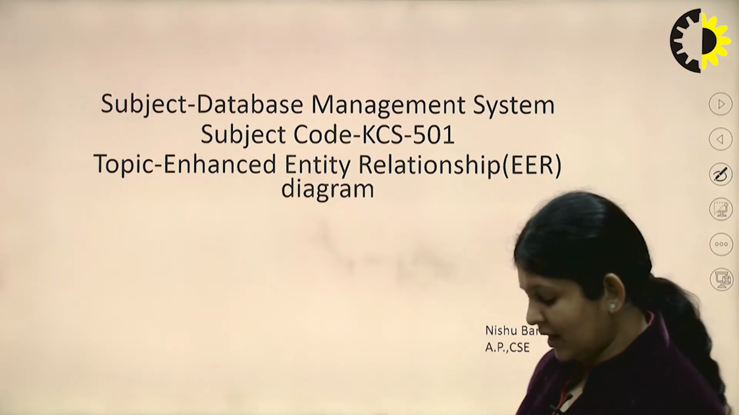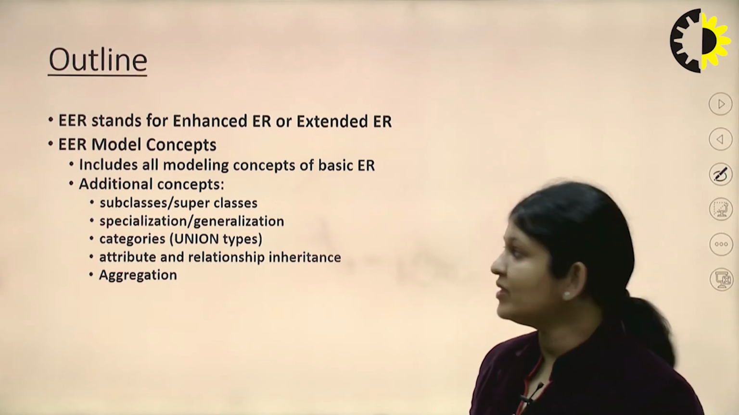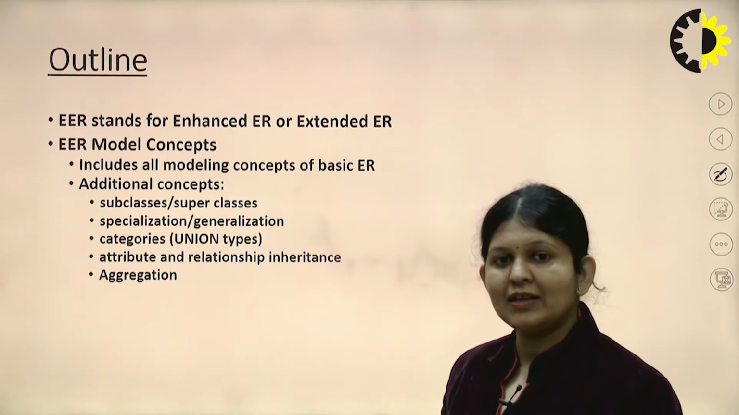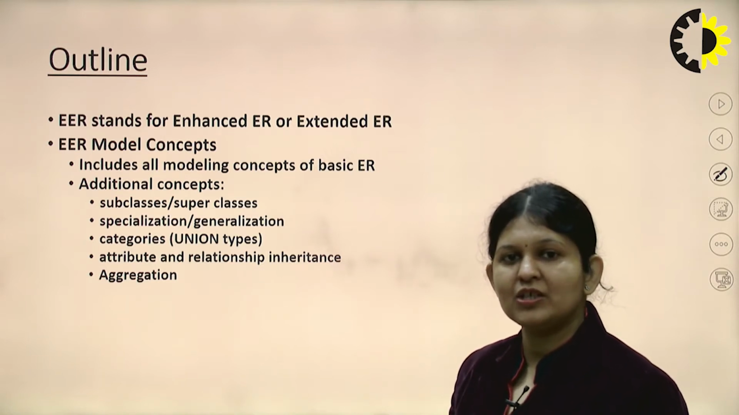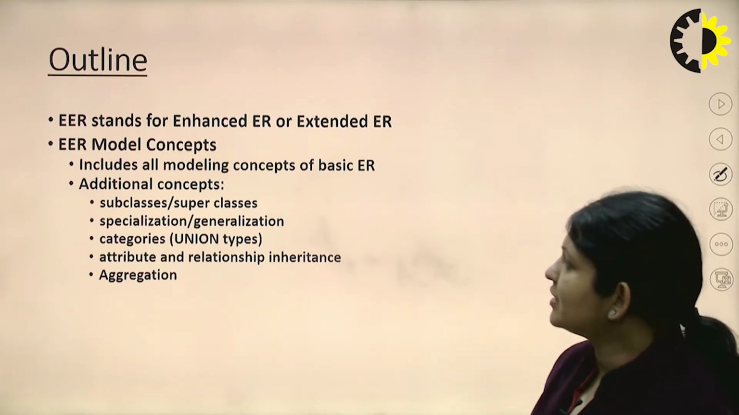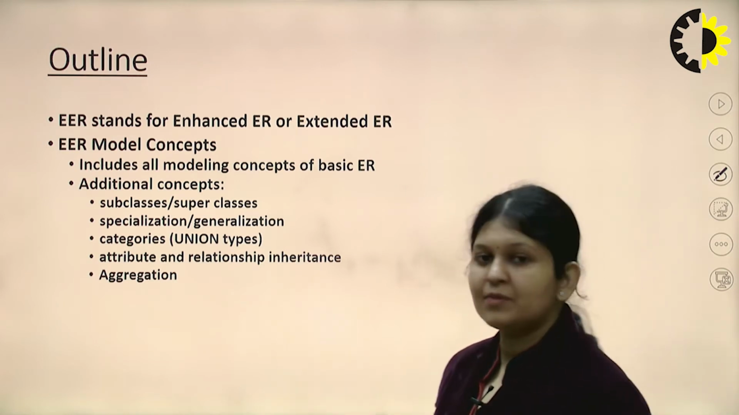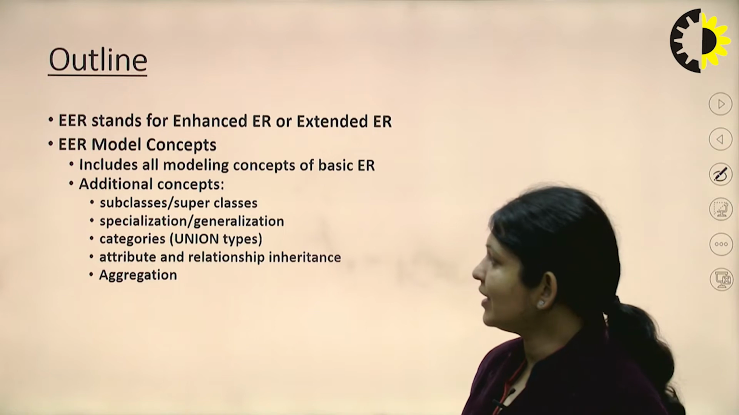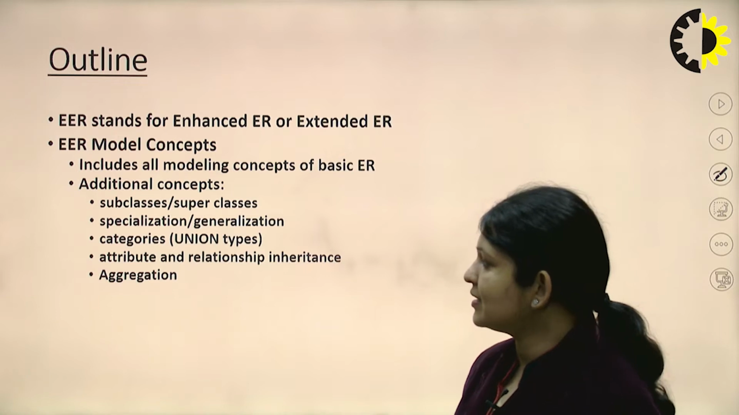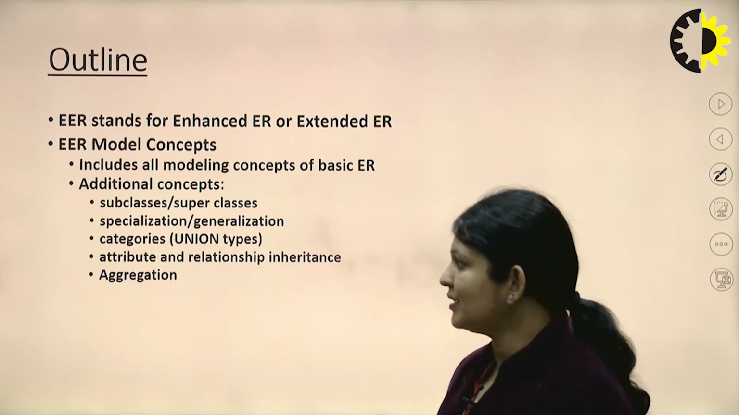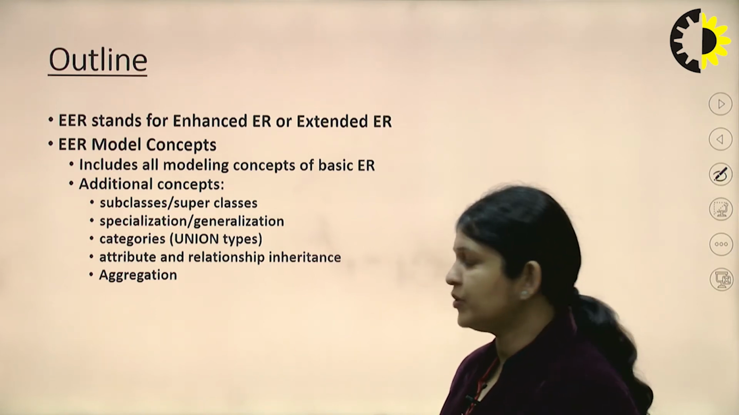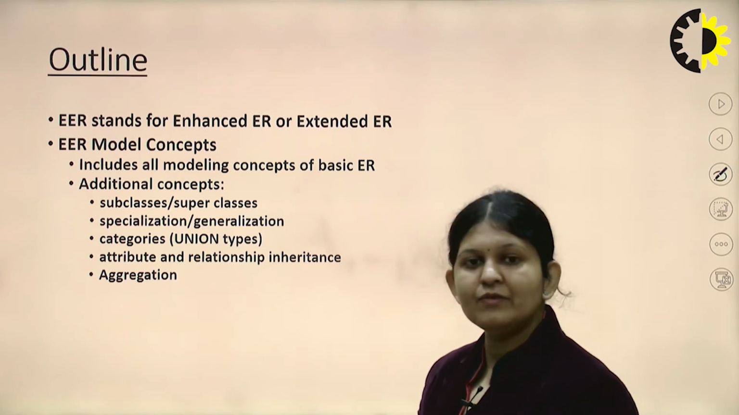Let's see the various outlines of this particular topic. First, we will see that EER stands for the Enhanced Entity Relationship diagram, that is, it's an advance of the entity relationship diagram that we have seen in the previous video of this subject. Then we will see the various modeling concepts of the EER. Then we will see the additional concepts which are included along with the ER, that is, the subclasses, superclasses, specialization, generalization, and categories, that is, the union types. Then we will see attribute and relationship inheritance. Then finally we will see the aggregation.